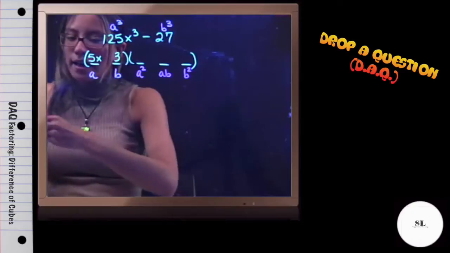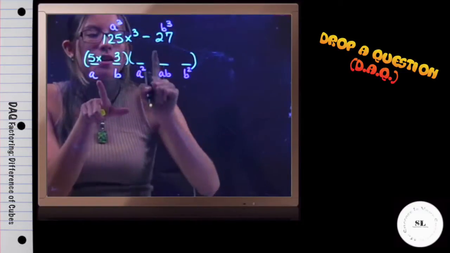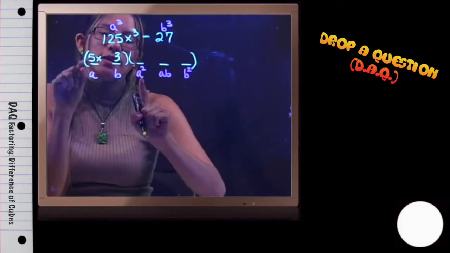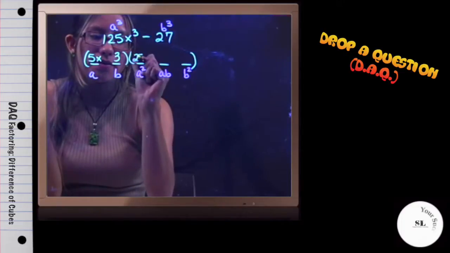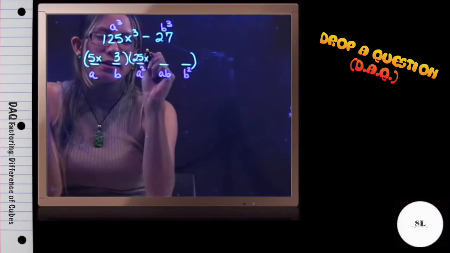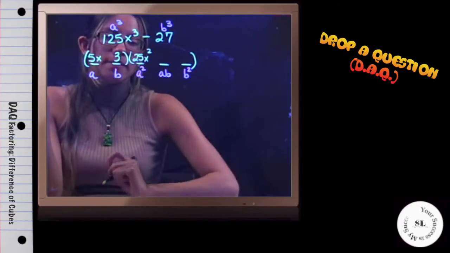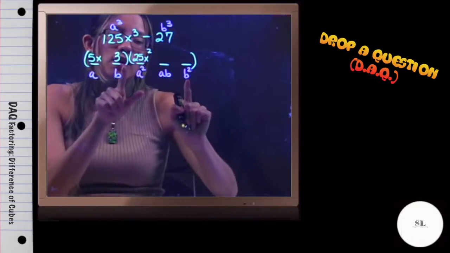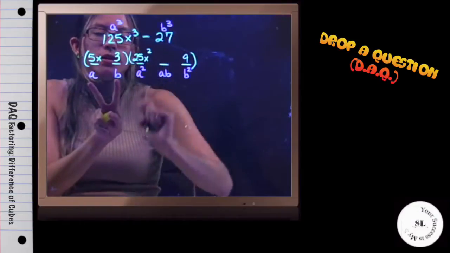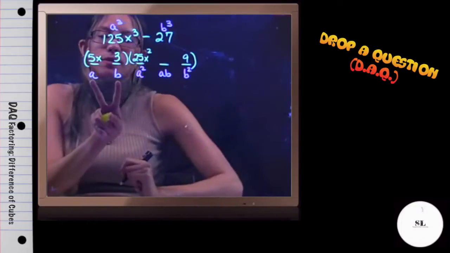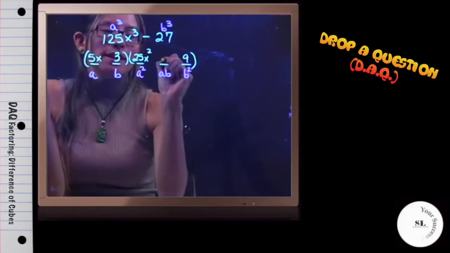So if I look back again at my first group, I have 5x for a. If I'm doing a squared, I need to square 5x. So 5 times 5 is 25. x times x is x squared. So 5x times 5x, 25x squared. And if I do my last term, that's also squared. So that's 3 squared, which is 9. And then my middle term will simply be a times b multiplied together, 5x times 3.